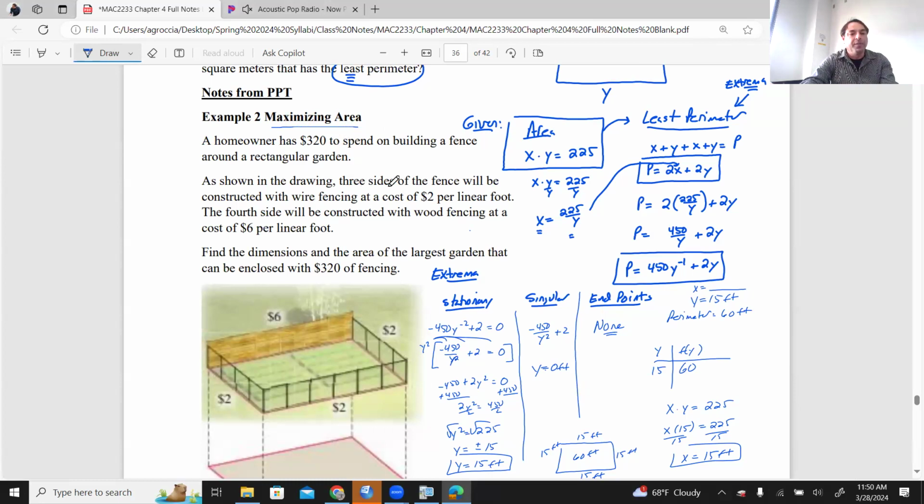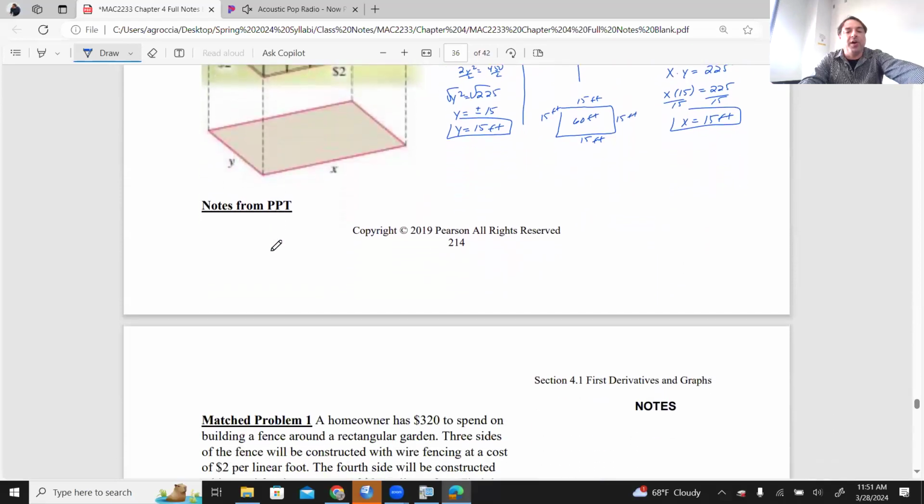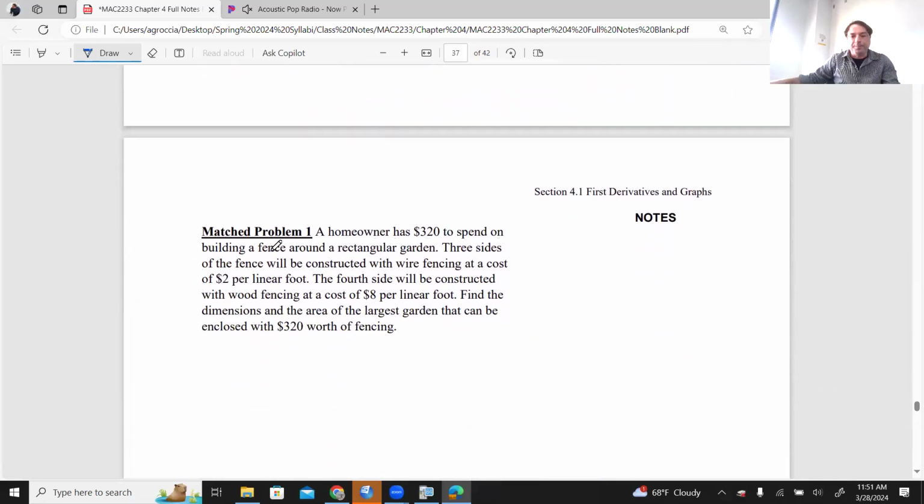Shown in the drawing, 3 sides of the fence will be constructed with wire fencing, which is $2 per linear foot. And the 4th side will be wood fencing, which is $6 per linear foot. So what we have right now are 2 things going on, okay? First of all, I'm going to kind of squeeze it in here. So just to be clear, it's not this one, it's the one before, okay?